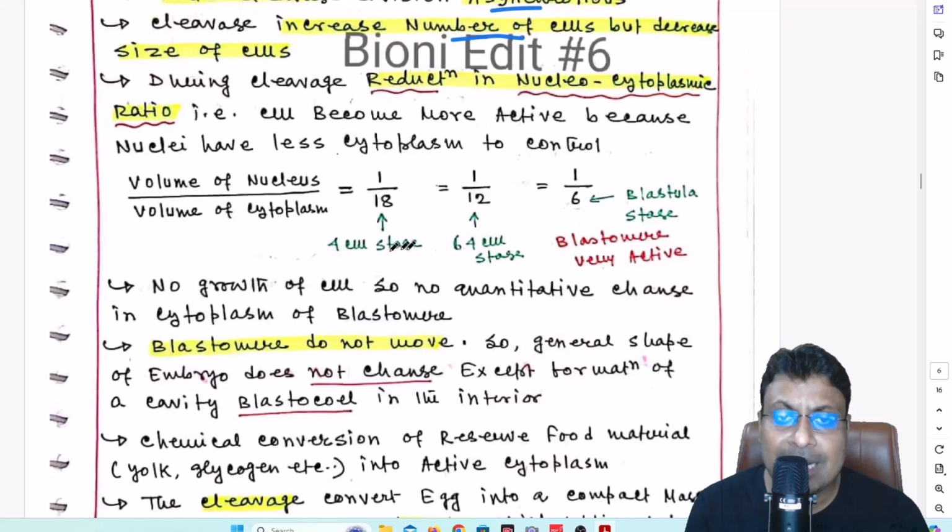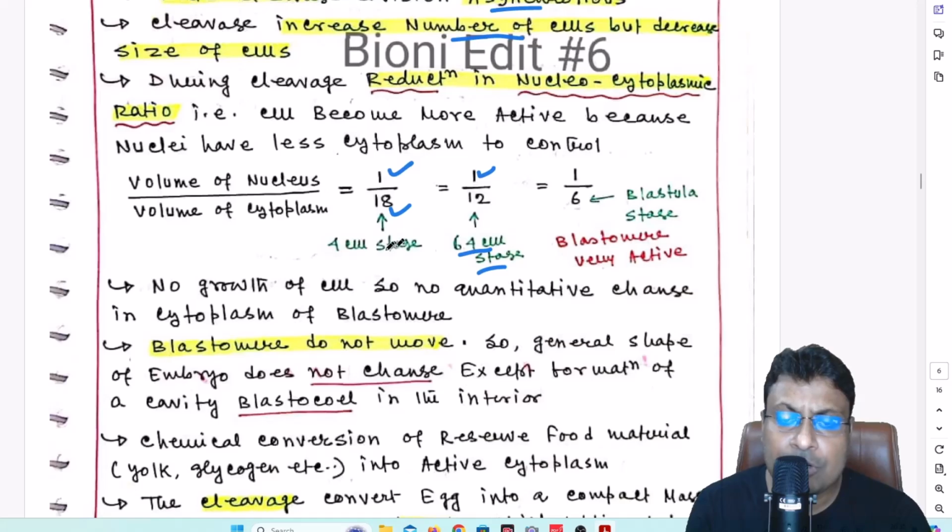At the 4 cell stage, the volume of nucleus is 1, but the volume of cytoplasm is 18. And when the cleavage process proceeds, then at the 64 cell stage, the volume of cytoplasm will be reduced, but the nucleus remains the same. So the cell becomes more active because the nuclei have less cytoplasm to control.